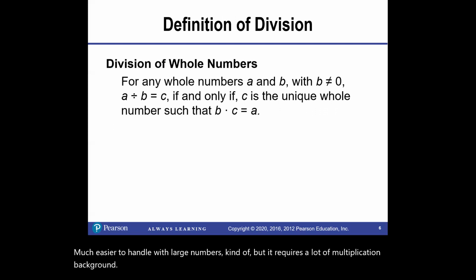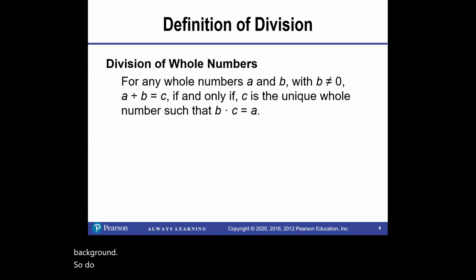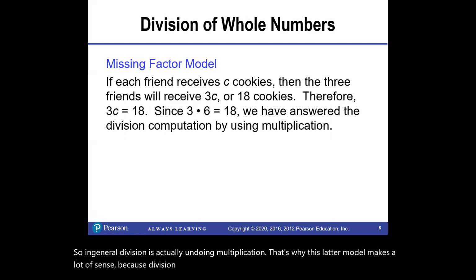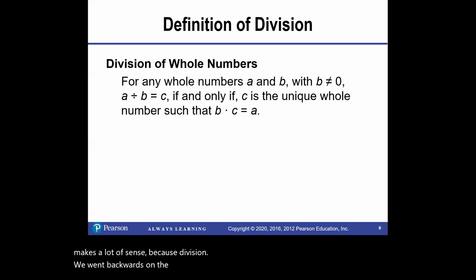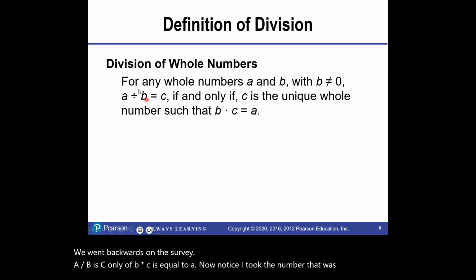So in general, division is actually undoing multiplication. That's why this missing factor model makes a lot of sense. A divided by B is C, only if B times C is equal to A. Now notice, I took the number that was being divided by, and I moved it to the other side.